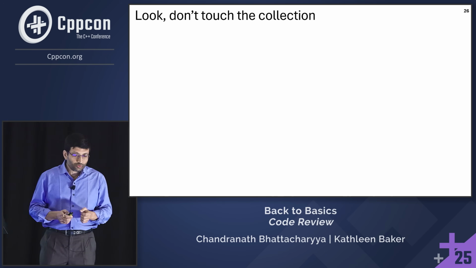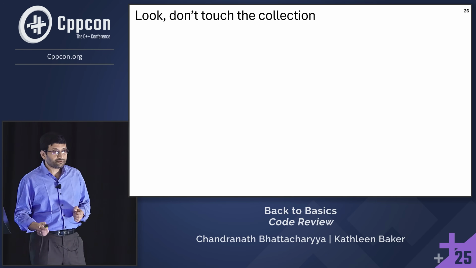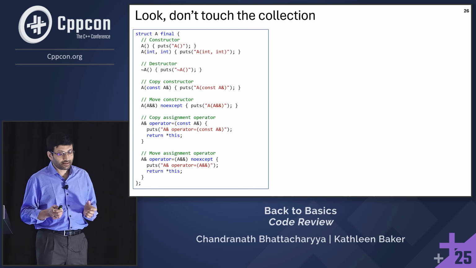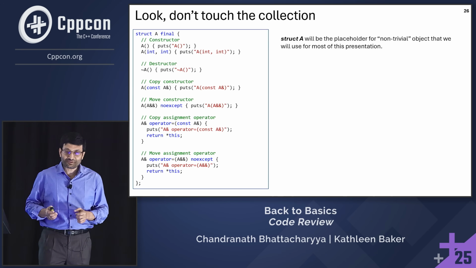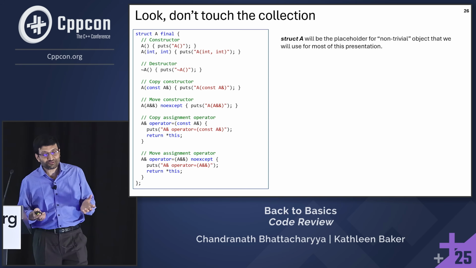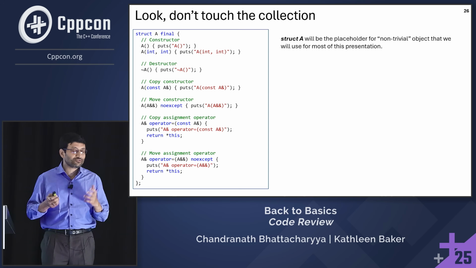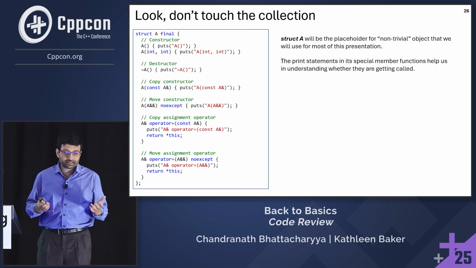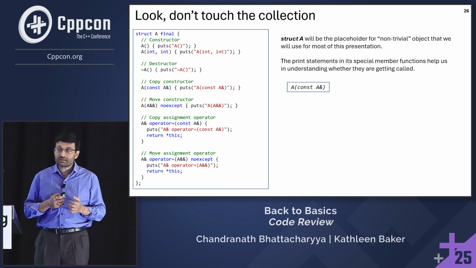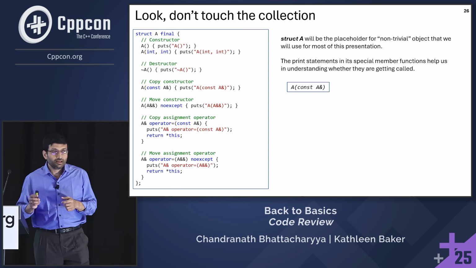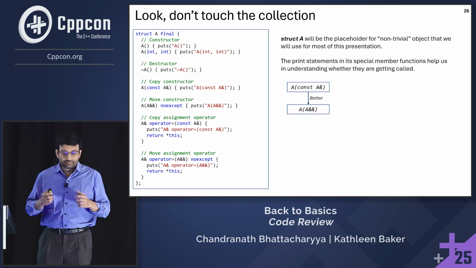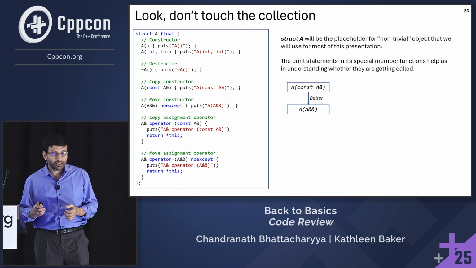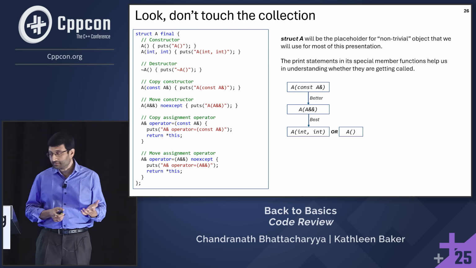Moving on, look, don't touch the collection. For this, first of all, we have to introduce a special struct, A. There is nothing special about this. This is just a placeholder for a non-trivial object that we'll use for most of this presentation. The print statements in the special member functions help us understand whether they're getting called. For example, if the copy constructor is getting called, you will see this getting printed. We'll try to see if we can get the move constructor getting called. Even better, can we get an in-place construction?